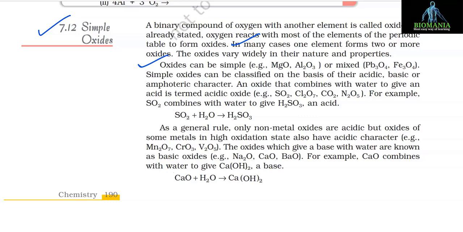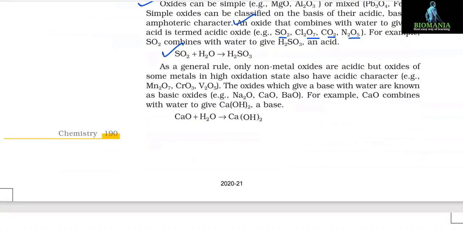Simple oxides can be classified on the basis of their acidic, basic, or amphoteric character. An oxide that combines with water to give an acid is termed an acidic oxide, and examples are SO2, Cl2O7, CO2, and N2O5. For example, SO2 combines with water to give H2SO3, an acid. SO2 plus H2O gives H2SO3.